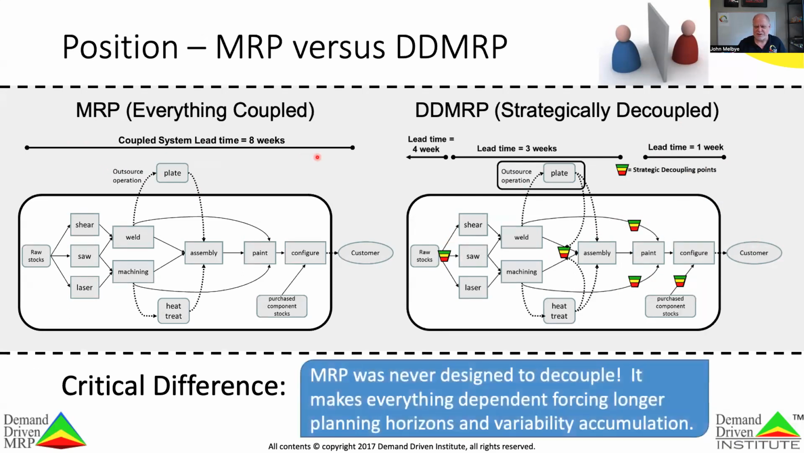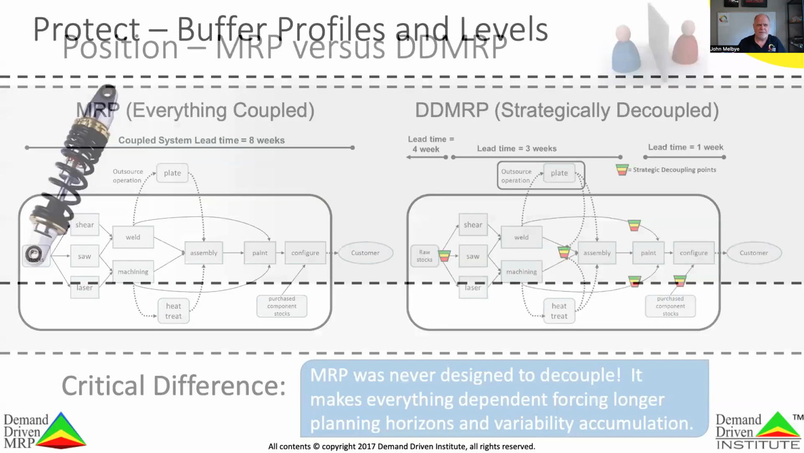MRP was never designed to manage inventory. It wasn't designed to decouple. It was designed to make everything dependent, which means everything has to work exactly according to plan. And the plan was set 8 weeks ago in this case. And the chances that my plan for an entire 8-week window is going to hit exactly is almost no chance.